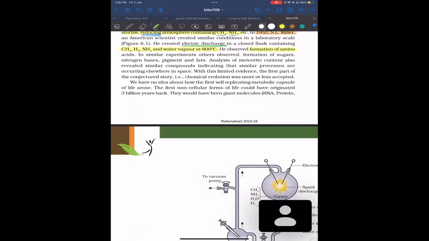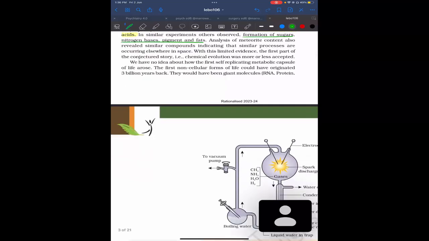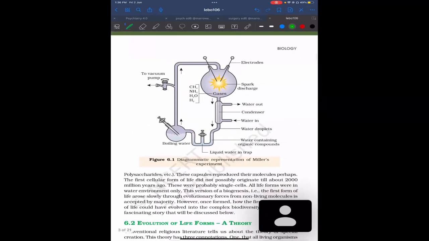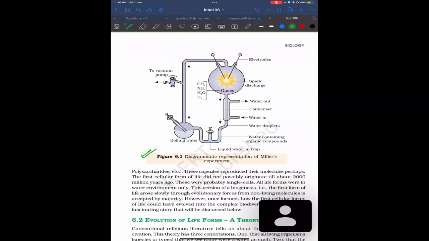Formation of ammonia, amino acids. And similarly, in other similar experiments, other people observed that there was formation of sugar, nitrogen bases, pigments, and fats. So this is all about the theories. And now, this is the diagram which depicts Miller's experiment. So this is also very important. Here, various labeling questions are asked.